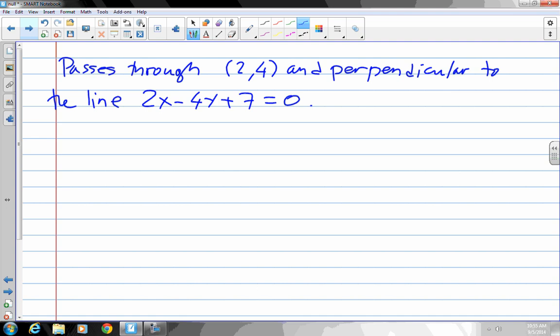So, in order to find the equation of a line, I need to have a point and I need to have a slope. I have a point. Do I have a slope? Not quite. Can I find that slope? Yes. What do I need to do first? What's the first thing that I have to do to find the slope of our line? Anyone?